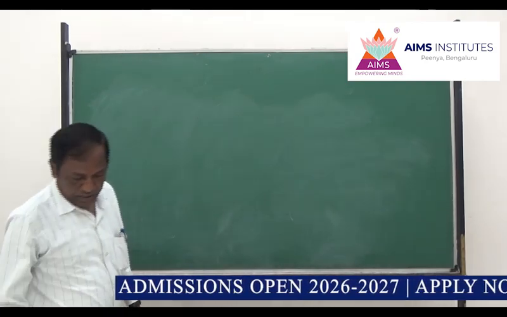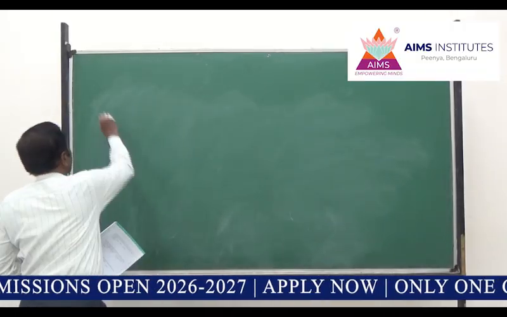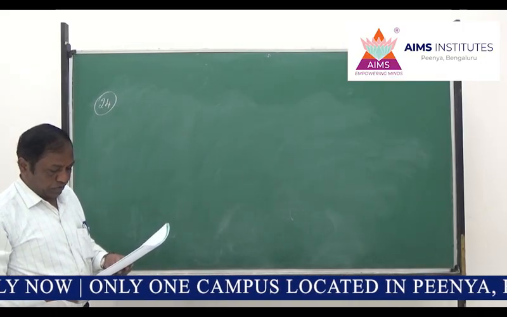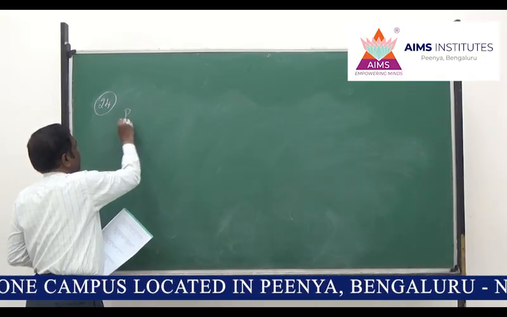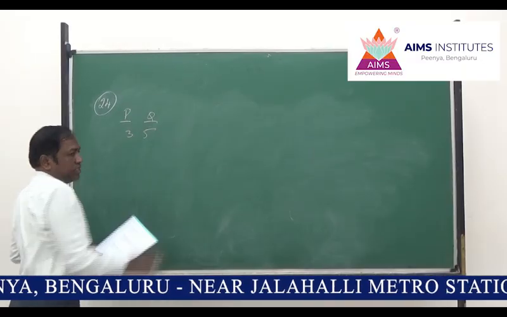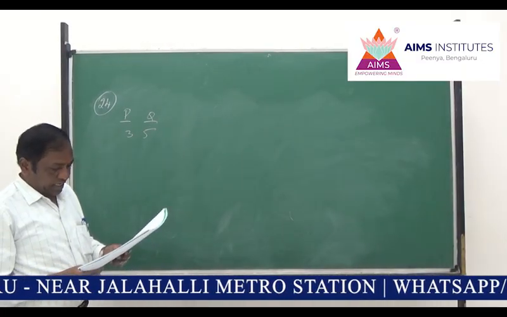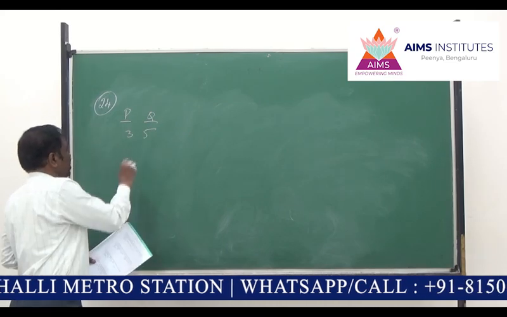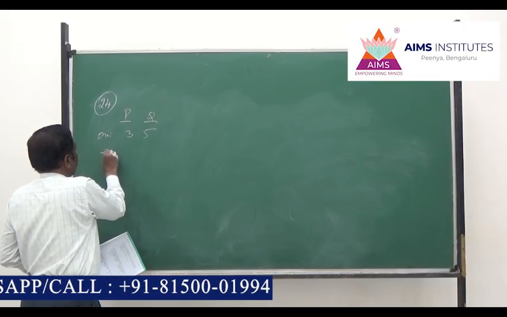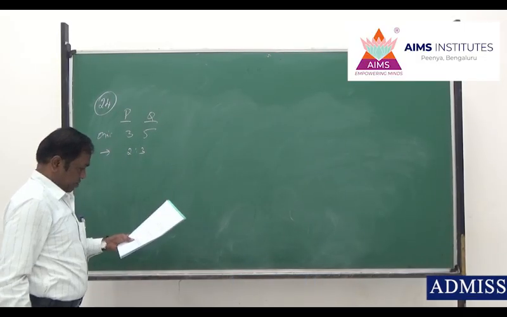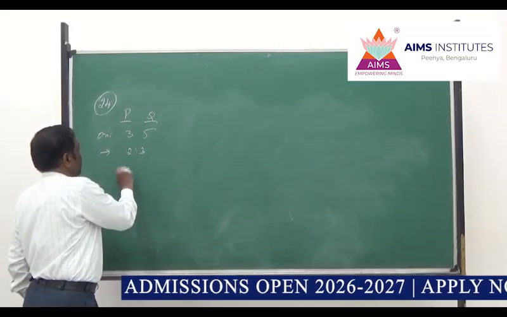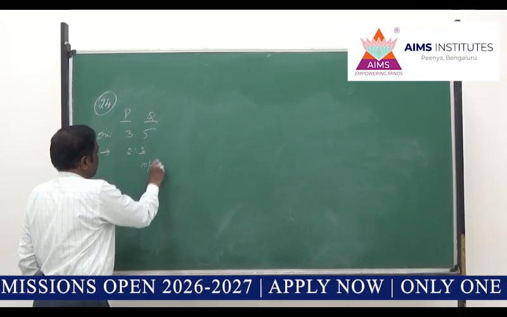Now, question number 24. A certain amount of money has to be divided between two persons P and Q in the ratio 3:5. This is the original division. But actually it was divided in the ratio 3:5 instead, and thereby Q loses 10 rupees.